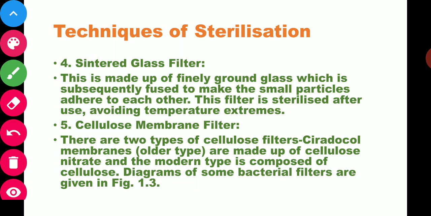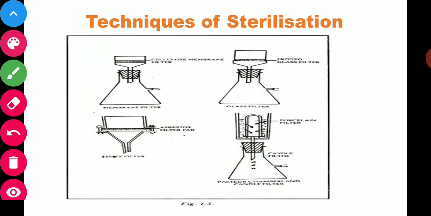There are two types of cellulose filters, that is, collodion membranes, the older type made of cellulose nitrate, and the modern type composed of cellulose. These are the different types of filters used for enzymes, vitamins and some amino acids which are heat labile. Some growth hormones like indole acetic acid are also sterilized by filtration, or by some coarse filters.